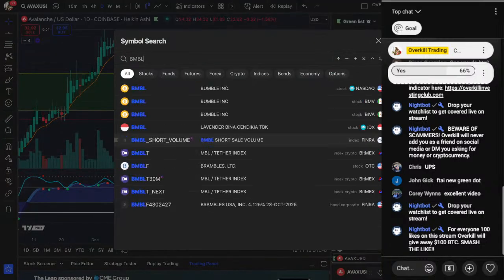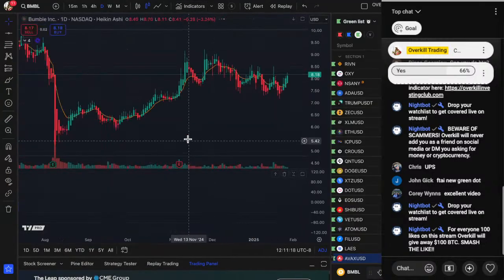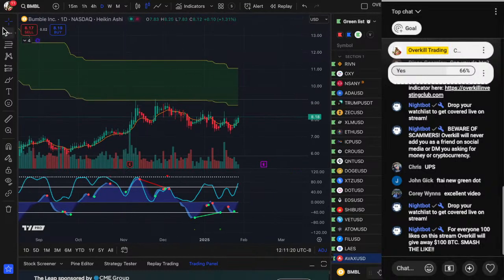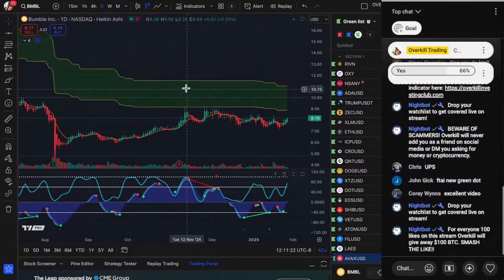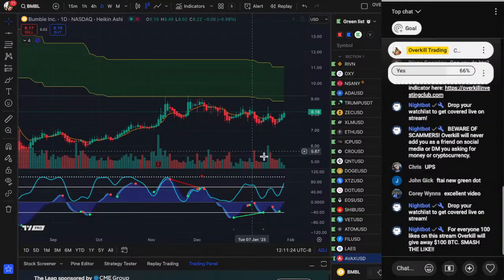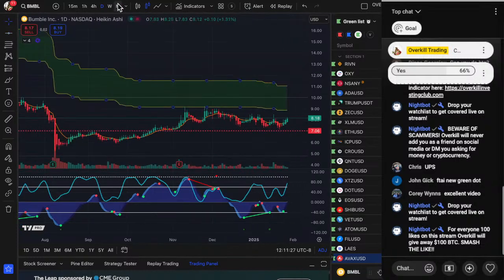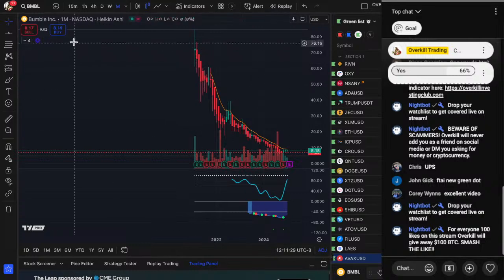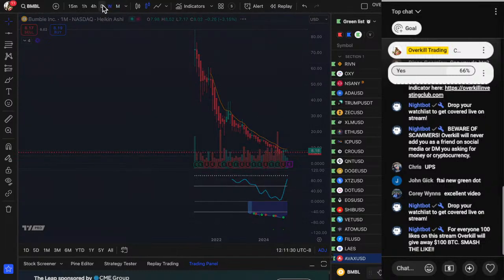Bumble, BMBL. Okay, I think this is a dating app. I think they're a competitor of Tinder. But this one looks good over $7. As long as 7 can hold. You got the green dot down there on the monthly. I don't know what their earnings look like.